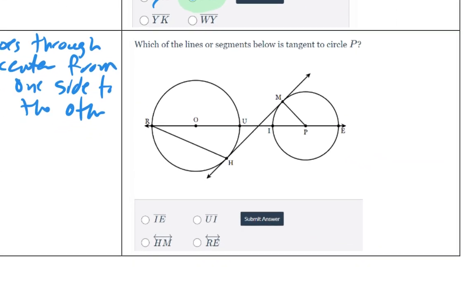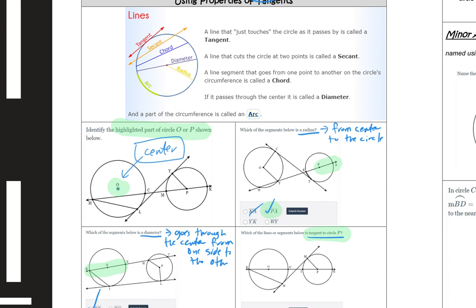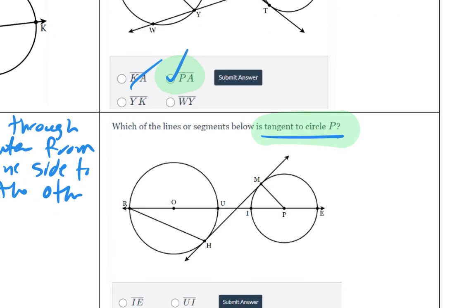All right, what about this one? Which of these lines or segments below is tangent? That's our key word, tangent to circle P. We said a tangent line has to just touch it, so it needs to be on the outside. Which one of these is on the outside? This one right over here. That one right there goes on the outside. So if this is our tangent line right there, what is that?